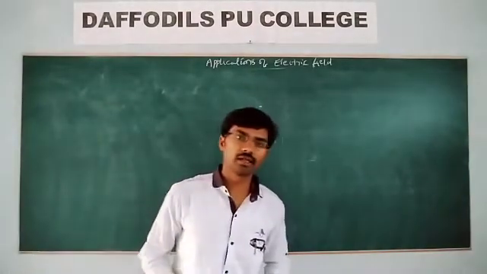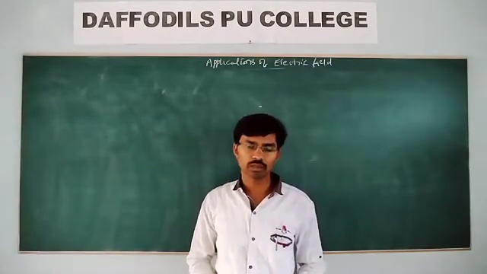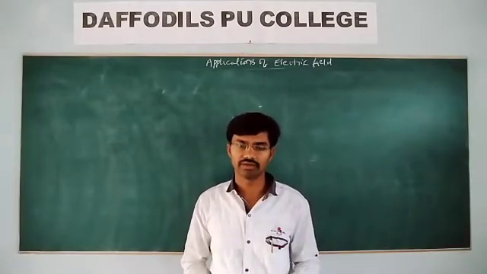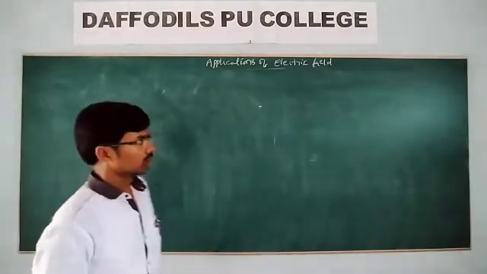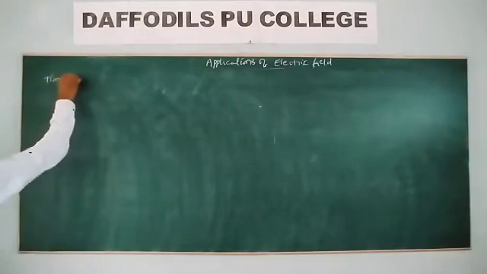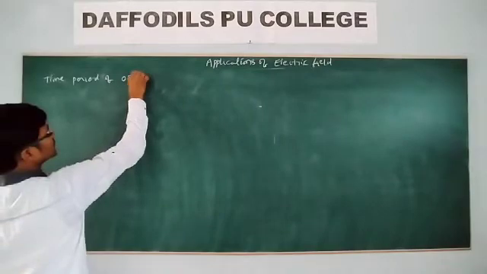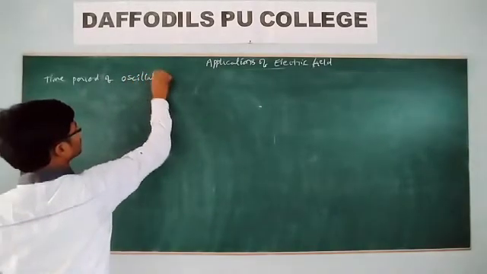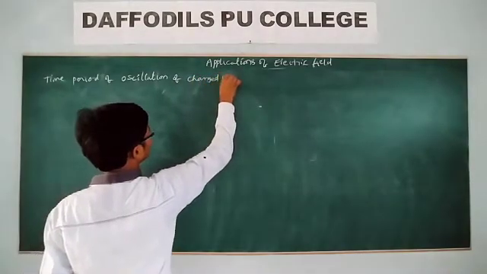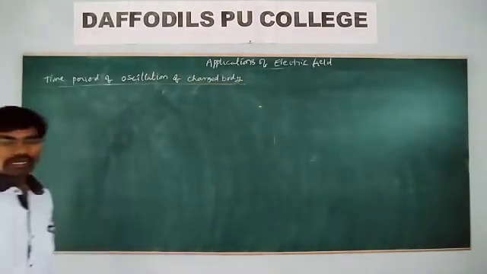As you know, the time period of oscillations of a simple pendulum, T, is equal to 2 pi root L by g. So g represents what? g, the effective acceleration due to gravity, the net acceleration. Now, the time period of oscillation of a charged body in an electric field.